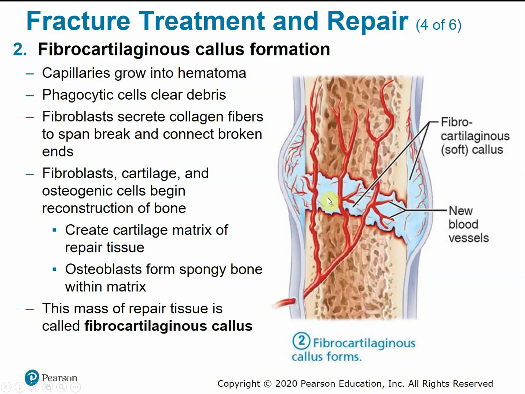Fibroblasts will start to secrete collagen fibers to connect the broken bone ends and form kind of this temporary attachment. Osteogenic cells will begin the process of reconstructing the bone. So again, this is called the fibrocartilaginous callus. So kind of like a callus on your hand, right? So this is a callus on the bone to protect it until it heals.